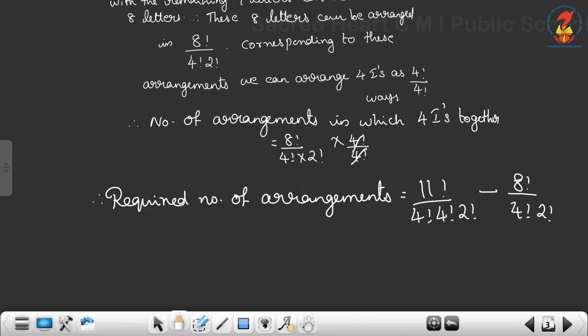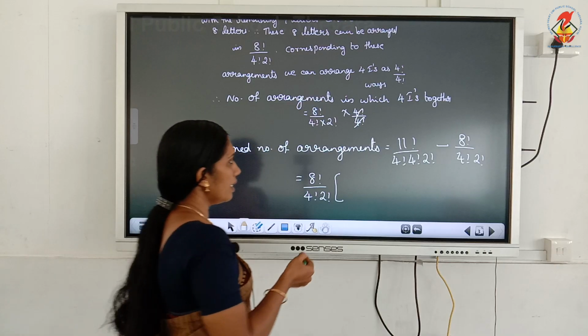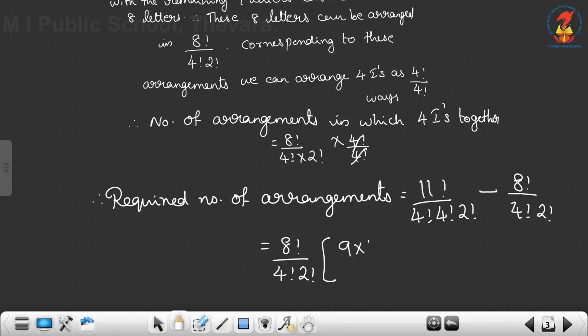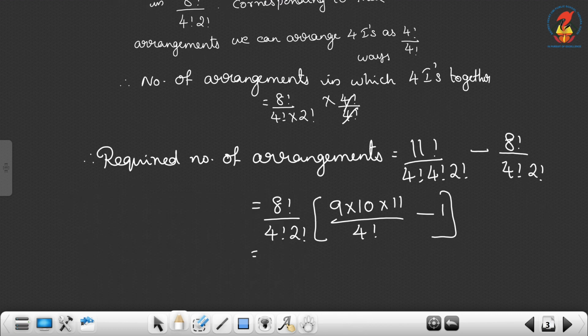Take common outside. 8 factorial we can take out, 4 factorial, 2 factorial. When we take 8 factorial outside, 11 factorial is 9 into 10 into 11. Then 1 4 factorial minus 1. Okay. You have to simplify this. Calculation little bit difficult. Have to calculate. So the value is 33,810. That is the answer.